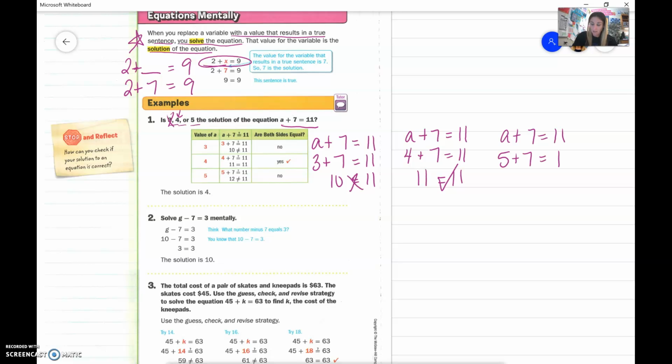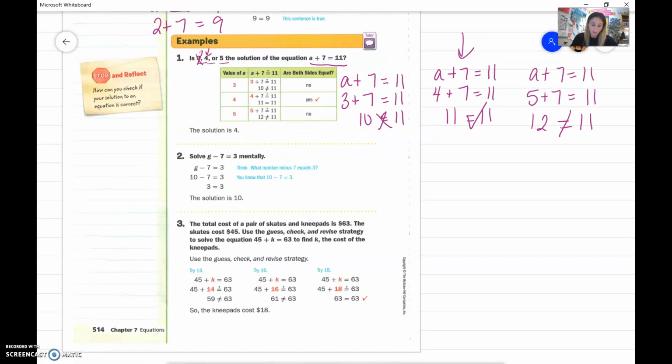5 plus 7 equals 11. What is 5 plus 7? 12. Does 12 equal 11? No, it does not. So the answer to this would be 4. Okay? Now it says solve mentally. Again, I don't want you to solve it mentally though.